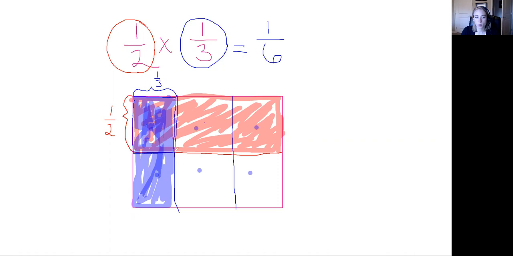And again, you can see my 1/6 right here. I'm going to do it in a different color so you can see it even better. Right here is my 1/6 because it's the 1/3 by the 1/2. We're going to try this again with a different example. So for this example, we are going to do 1/3 again, but times 2/5.